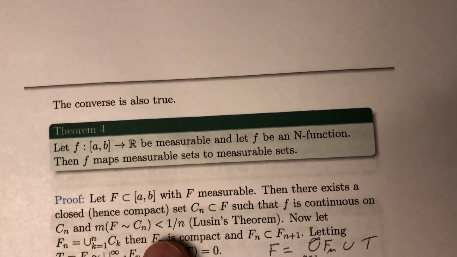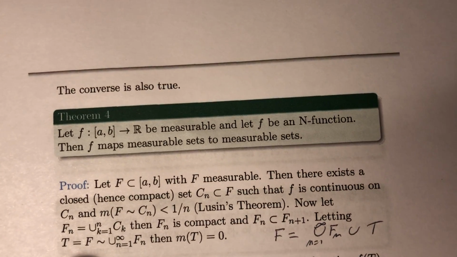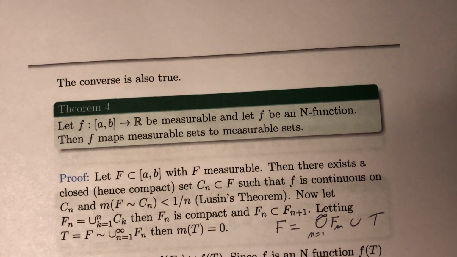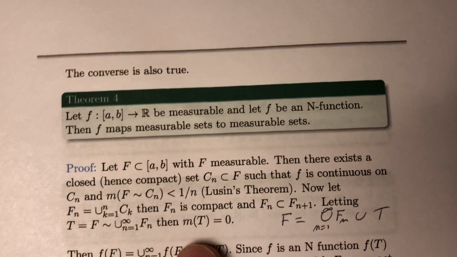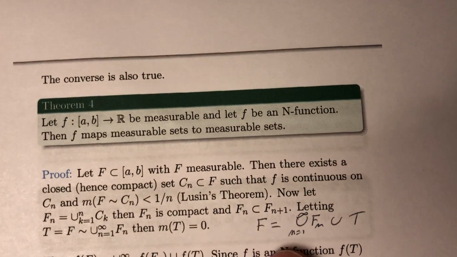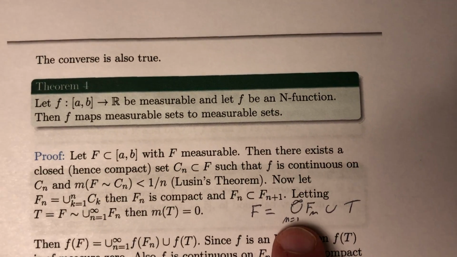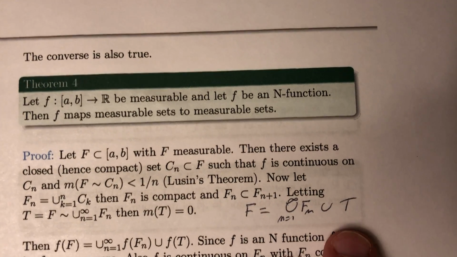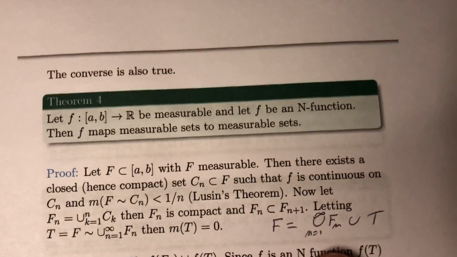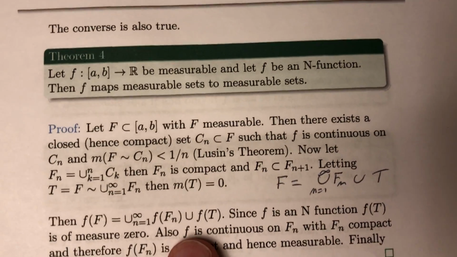So you do this for every n, and you take an appropriate union of these sets, and then you get this set T, which is F minus the union of these F_n's. Anyway, this set is going to be of measure 0, and so that means you can always write this measurable set as a countable union of closed and compact sets, union with a set of measure 0. So then, if you apply the mapping f to this union, you get the union of the f of F_n's, union f of T.